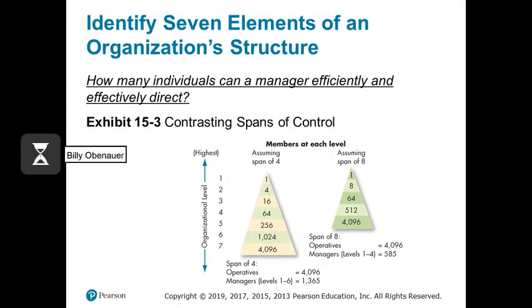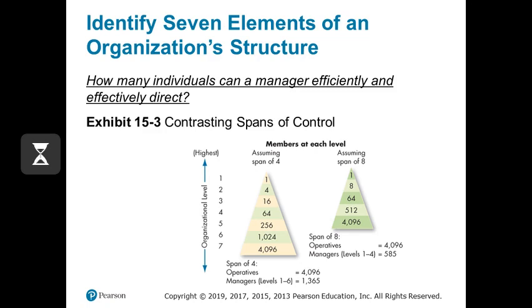Related to the chain of command is the span of control. And the span of control deals with how many individuals a manager can efficiently and effectively direct. Okay. In a narrow span of control, each manager has a lower number of employees, but we have a higher number of levels within the organization. All right. When we have a wider span of control, each manager has more employees and we have fewer levels within the organization. So if you look at the chart here, you can see the difference between a narrower and a wider span of control.